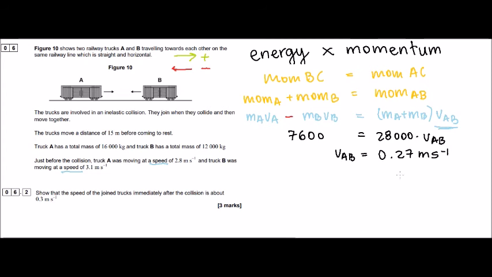To get the speed, we just take the value. So this time the speed is the same as the velocity, but if our velocity was negative, we would take the negative sign off. So 0.27 can be rounded to 0.3 meters per second, which is exactly what we are looking for.